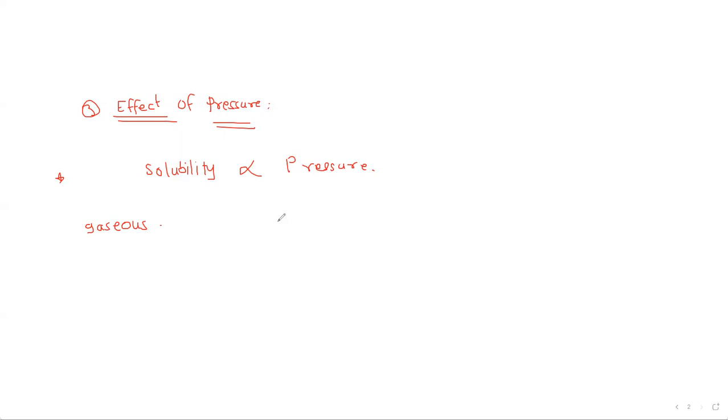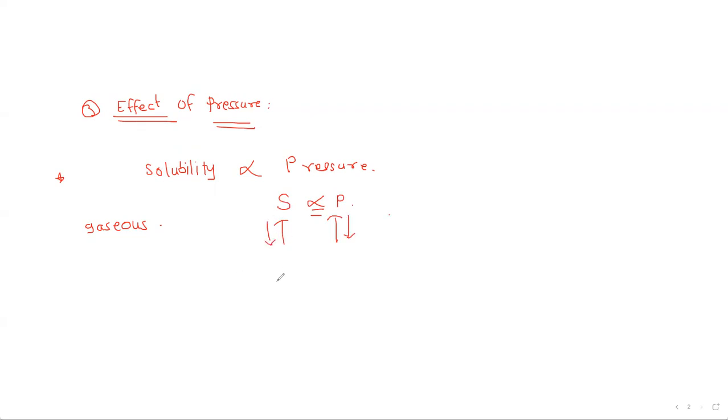So we can't say anything in case of solids and liquids, but in case of gaseous solutions or gaseous mixtures, we can say that solubility of that gaseous mixture is directly proportional to the pressure of that gas. So solubility S is directly proportional to P, and I have said directly proportional, which means if pressure increases, solubility also increases. If pressure decreases, solubility also decreases.